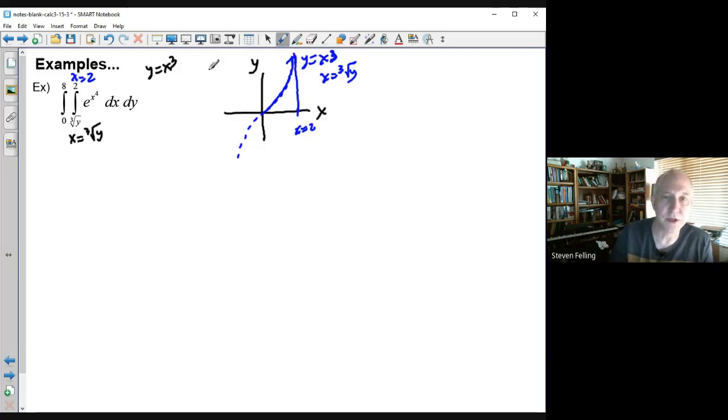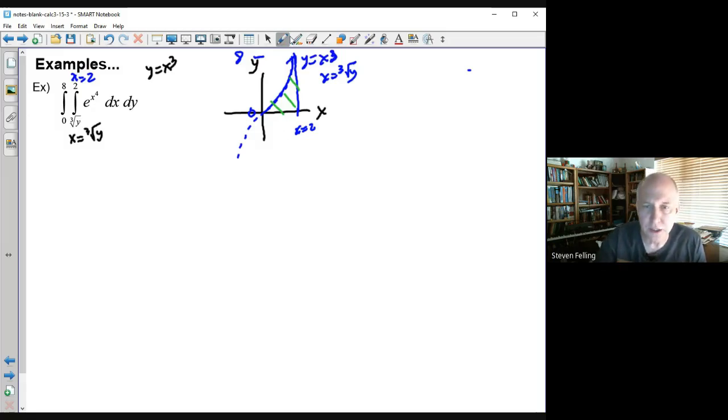And then I'm going in the other direction from 0 to 8 in the y direction. So from 0 to 8 up here in the y direction. And this is my region in here. I'll lightly shade it.